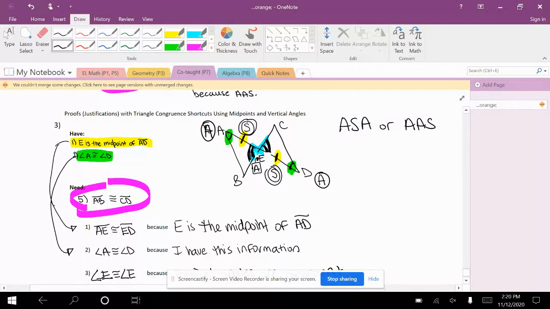Okay, so this depends on if the side is in the middle.